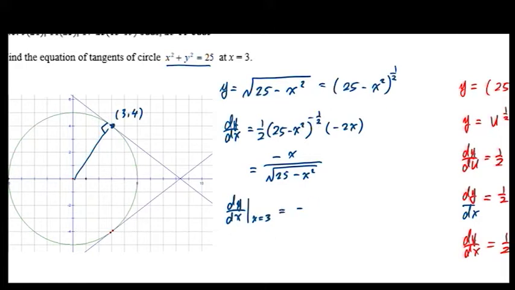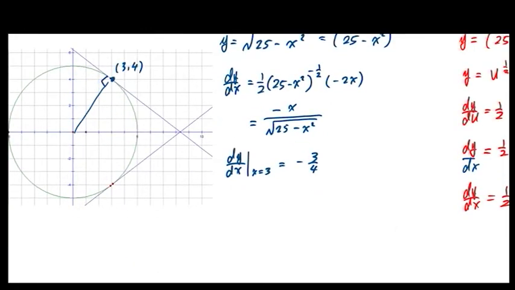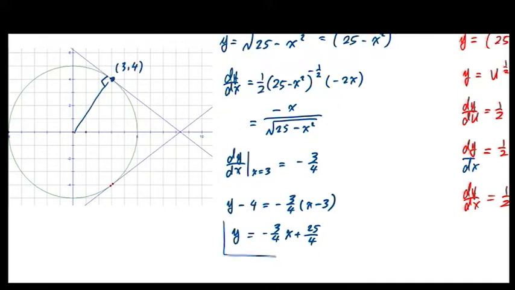And you have negative 3 over 4 now? Say yes. Okay, so y minus 4 is equal to negative 3 over 4 times x minus 3. Converting, y is equal to negative 3 over 4 x, is it 25 over 4? Let's check. Oh yeah, that y-intercept looks like 6 and 1/4. How about that? Okay, so that's one of the answers.